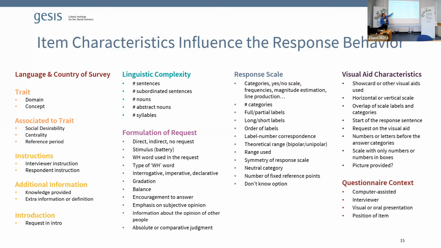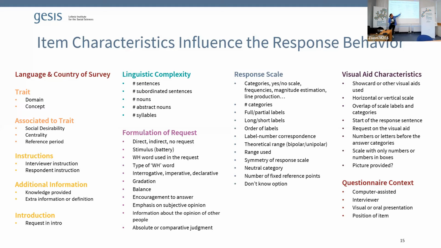There's all these characteristics that refer to linguistic complexity, then to the formulation of the request. Am I asking in a direct way, in an indirect way? Am I using a WH word like who, when, where to ask my question? And all these kind of things. What does my response scale look like? Is it bipolar, unipolar? How many categories do I have? Do I have a don't know option? Do I have fixed reference points? And so there's a long list.